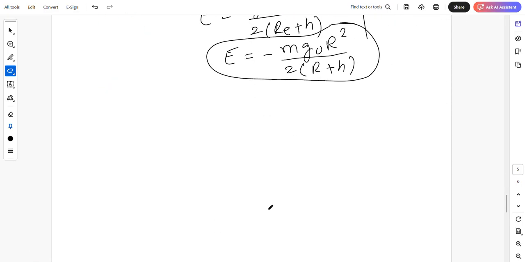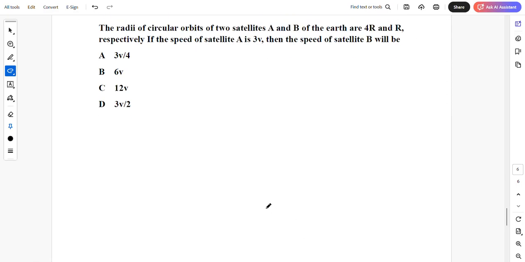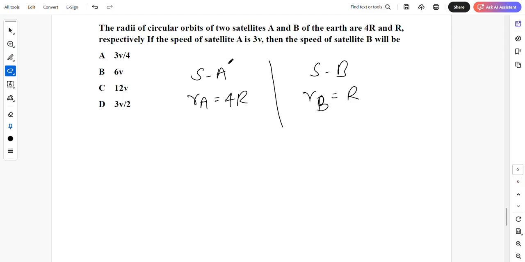Now let us go to the next problem. The radii of circular orbits of two satellites A and B: satellite A has R_A equal to 4r, and satellite B has R_B equal to r. If the orbital speed of A is 3v, how much is the speed of satellite B? V will be v naught, v will be question mark.